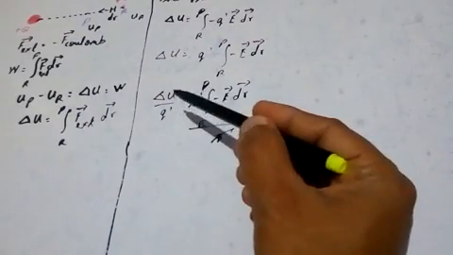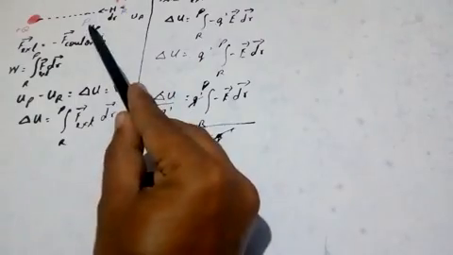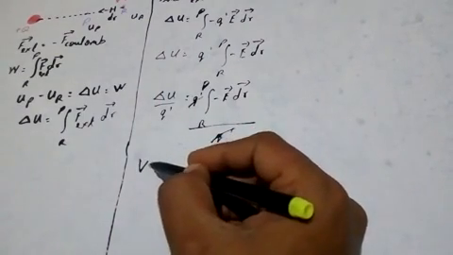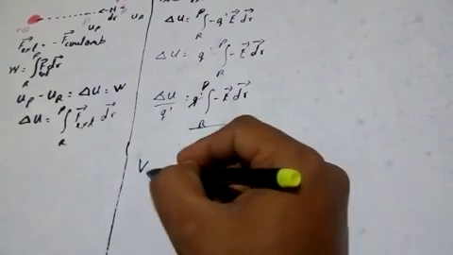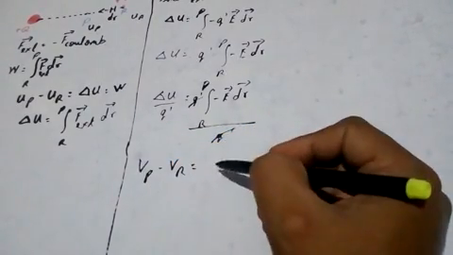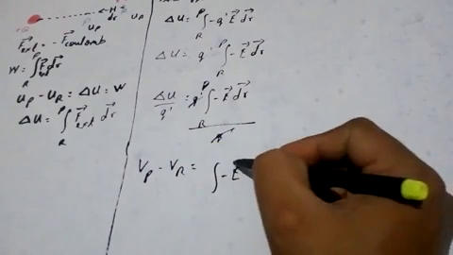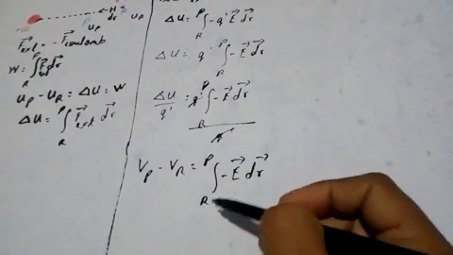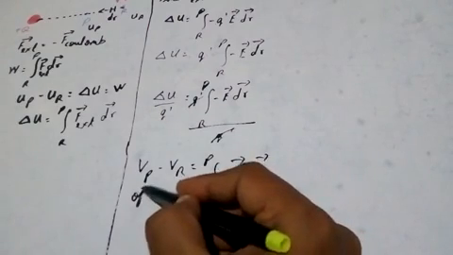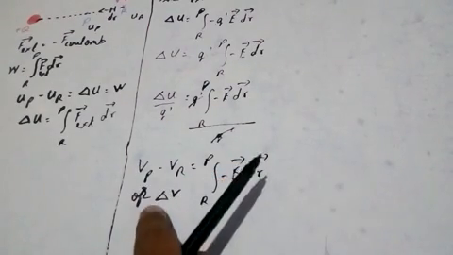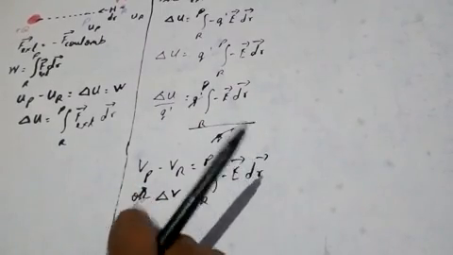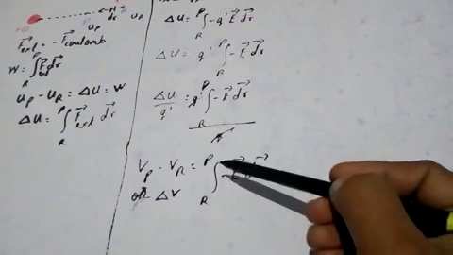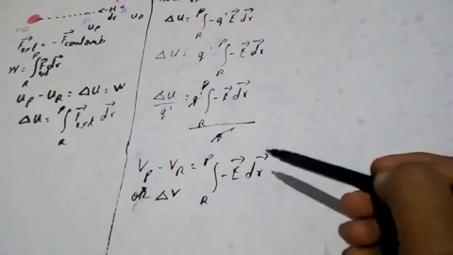Now if you notice, we have the equation delta U by Q dash. This quantity is defined as the potential difference between points p and r. So the potential difference we write as V p, the potential at p, minus the potential at r, so V p minus V r, that will be equal to the integration of minus E vector dot dr vector from lower limit r to upper limit p. We can also write this as delta V, so the change in potential is equal to the integration from r to p of minus E vector dot dr vector. It's actually a dot product here.